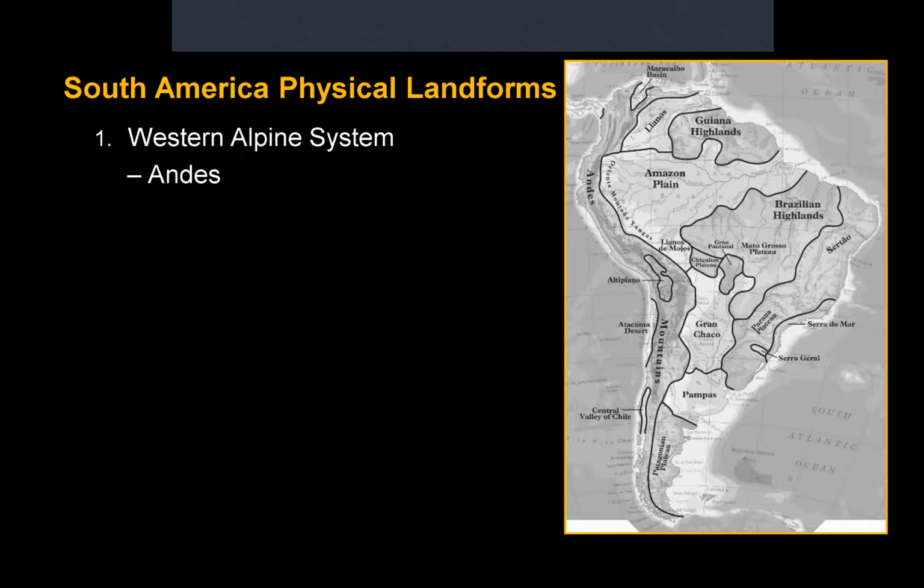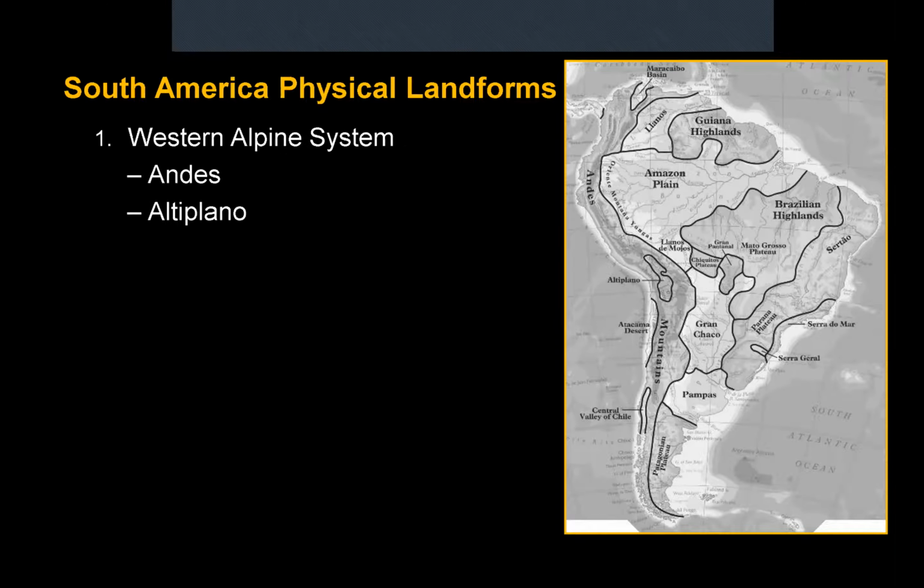So let's start with the Western Alpine system. Of course, we have what are called the Andes. And the Andes are very large, obviously a mountainscape that comes down. It does break into some smaller ranges here and there, but basically the Western Alpine system is the Andes.